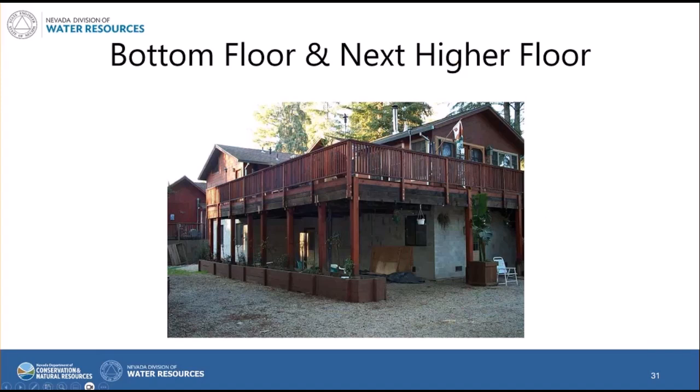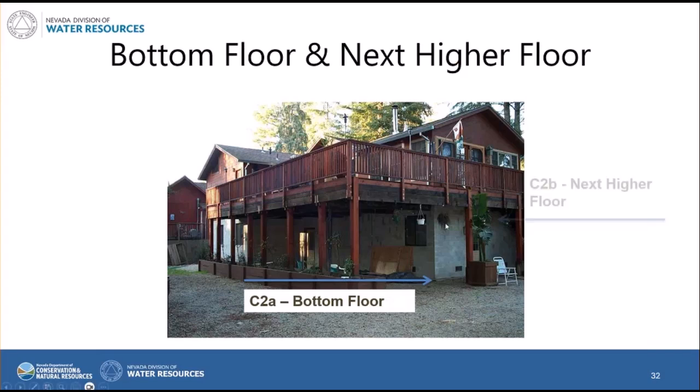If the building has multiple floors, it's going to have a bottom floor and a next higher floor. Again, that least high enclosed area is C2A, the bottom floor. Every building that's got all walls around something has a bottom floor. And then C2B, if there is one, goes in that next higher floor. A slab on grade one-story building would only have a C2A, and you'd have a not applicable for C2B.